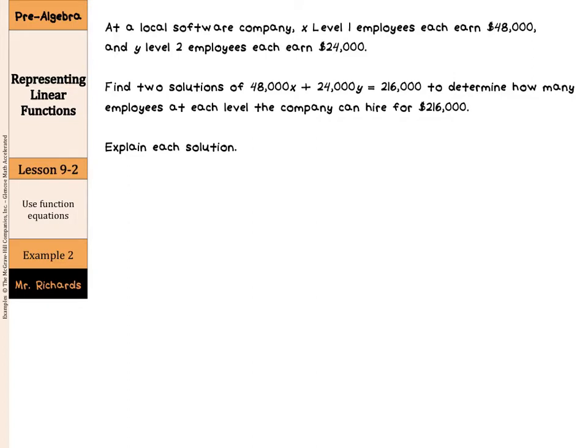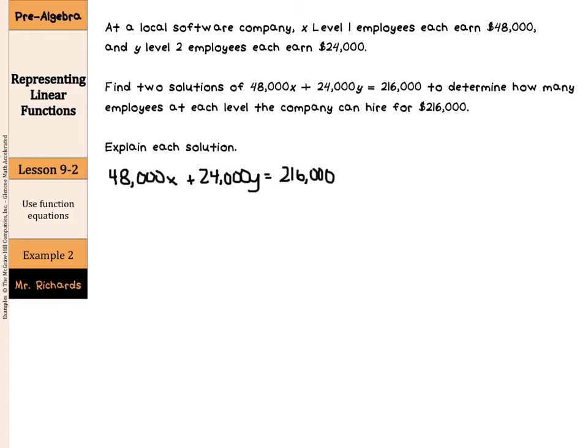We can also use function equations in real-world problems. So at a local software company, x level 1 employees earn $48,000, and y level 2 employees each earn $24,000. Find two solutions of 48,000x plus 24,000y equals 216,000 to determine how many employees at each level the company can hire for $216,000. Explain each solution.